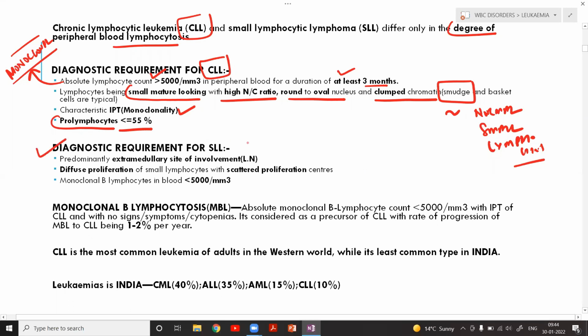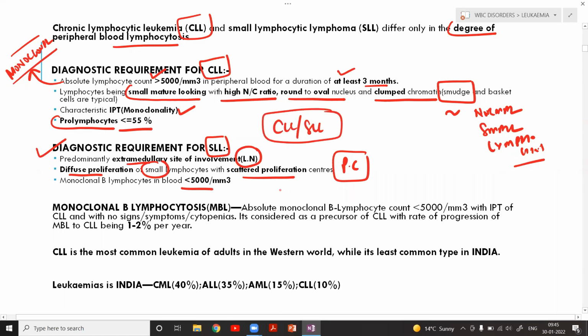Coming to the diagnostic requirement of SLL, it should be predominantly extramedullary. As I told you, there should be lymph node involvement. Okay, so the lymph node should show a diffuse proliferation of small lymphocytes with scattered proliferation centers. What are proliferation centers? We are going to discuss later. And the amount of monoclonal B lymphocytes in the blood should be less than 5,000. That is a requirement for the diagnosis of SLL. Remember, CLL and SLL are the same, just that the site of involvement is different.